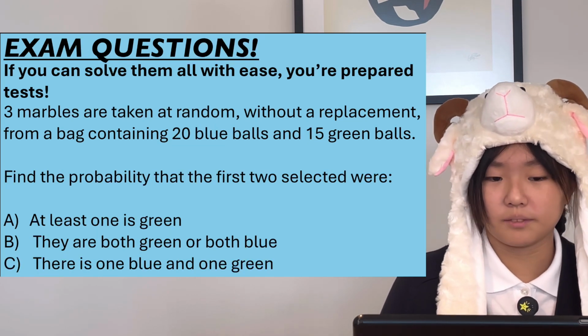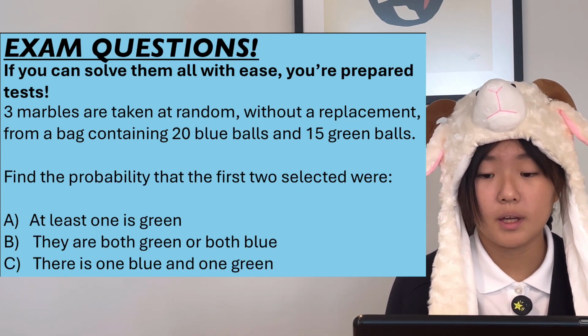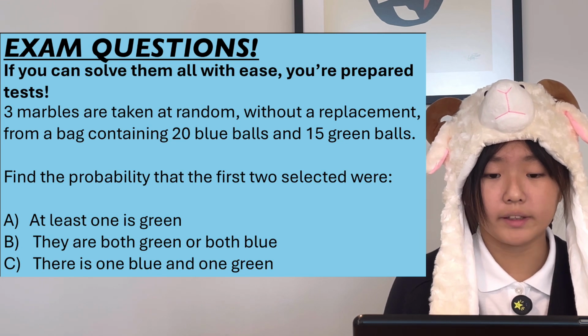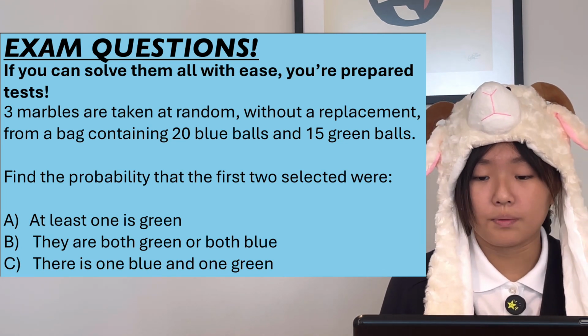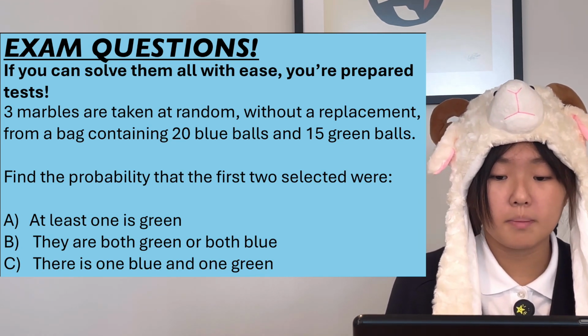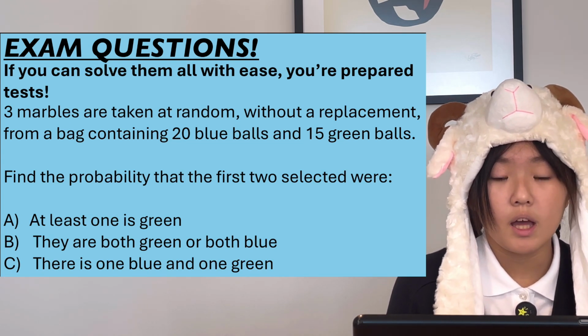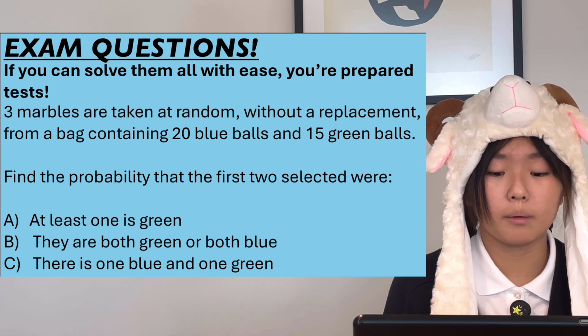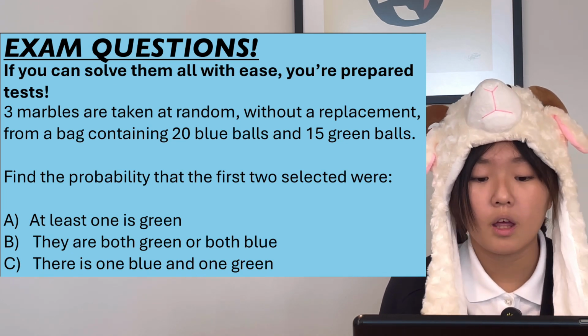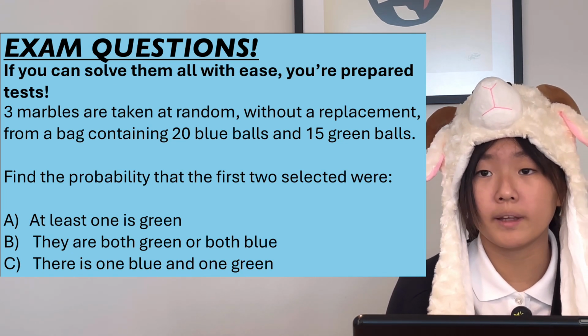I'll give you another question. 3 marbles are taken at random, without replacement, from a bag that contains 20 blue balls and 15 green balls. Find the probability that of the first two selected, at least one was green, they are both green or both blue, there is one that is blue and one that is green.